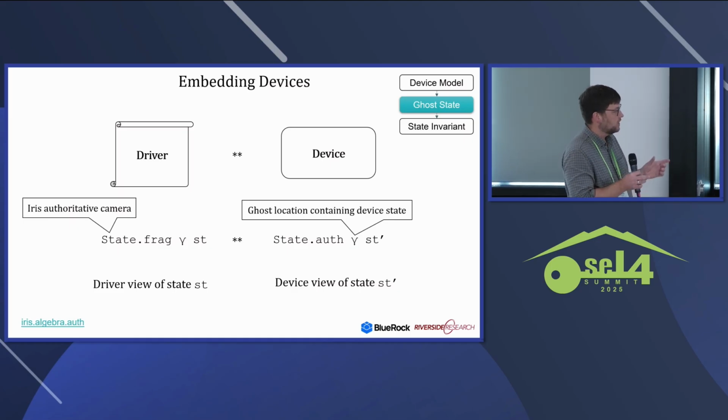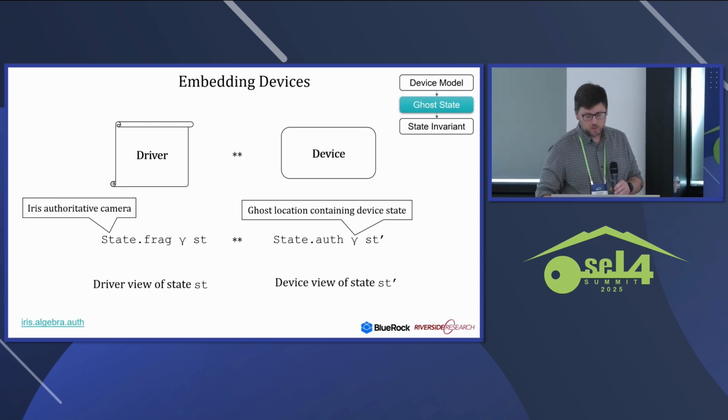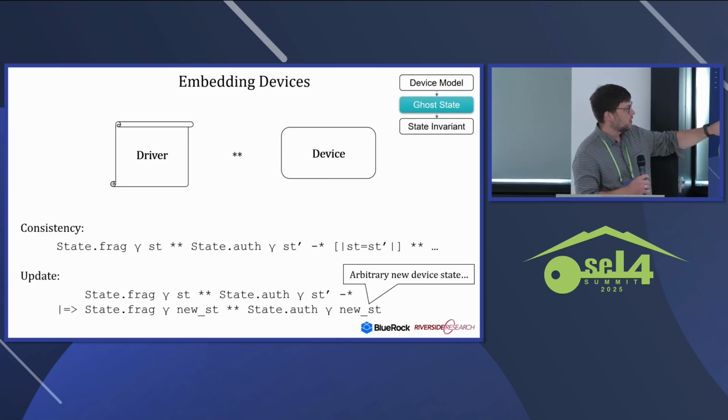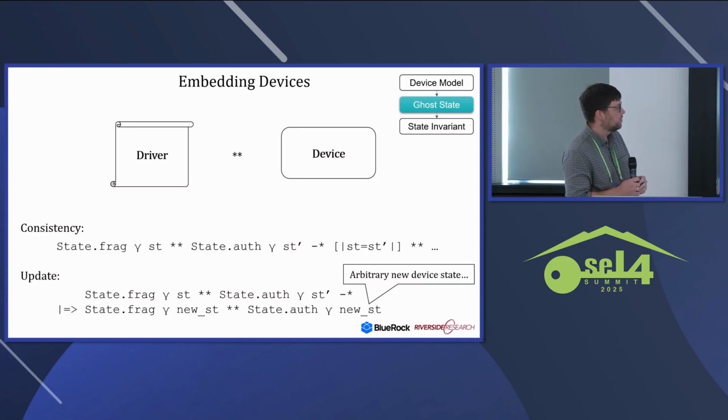And we want these 2 things to be consistent with each other. And in particular, there are some algebraic laws that describe how this ghost state interacts. So if you have ownership, where star here is the star in separation logic, consistency says that if you own both the fragmentary view and the authoritative view, that implies that the 2 views are consistent with each other. Otherwise, the star would not hold.